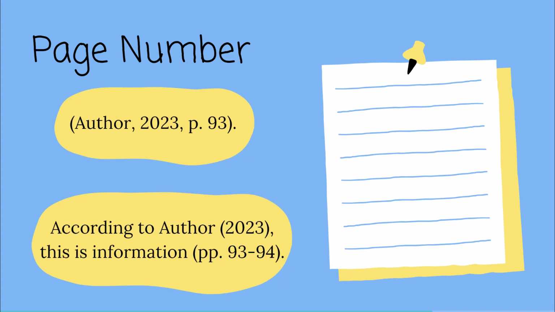If your quote spans multiple pages, use the abbreviation pp. and then a period to represent the word pages. Note that there is only one period after the second p. You would then use a space after the period and write the first page number, use a dash, and then write the ending page number.